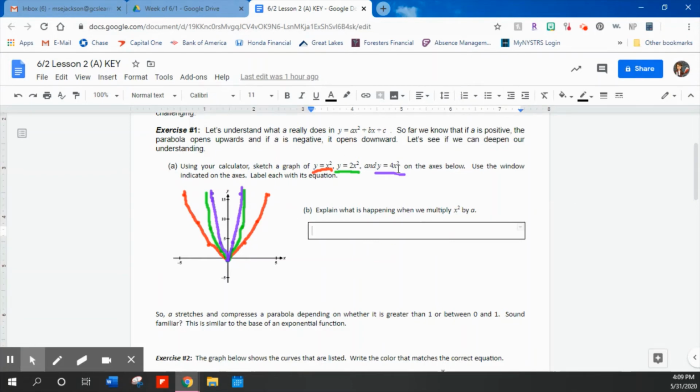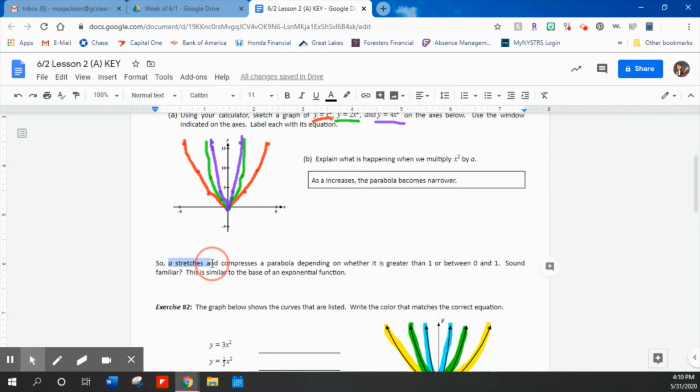So as the number is increasing, as a increases, the parabola becomes narrower. It gets skinnier. So that smile gets more and more vertical almost. So a stretches and compresses, so we use those words stretch and compress. If it's getting narrower, that means it's stretching. So I'm just going to add that up here.